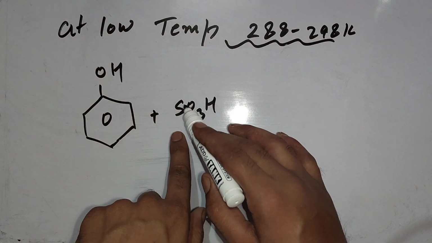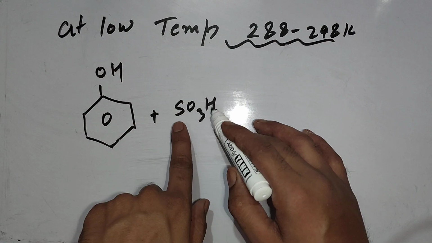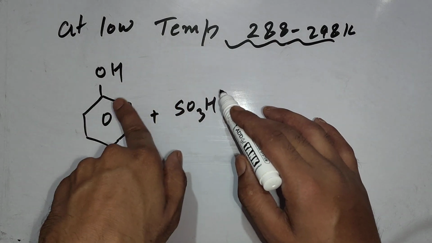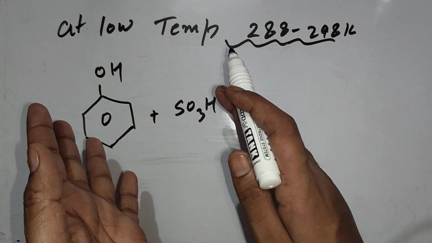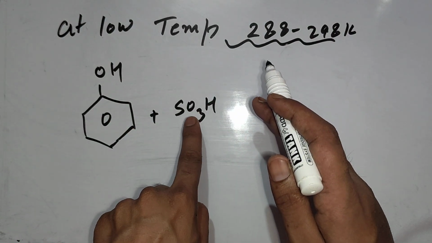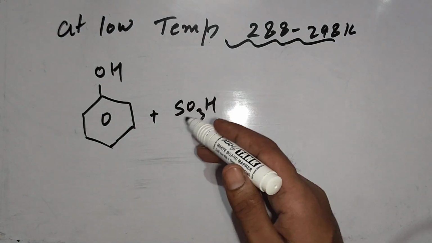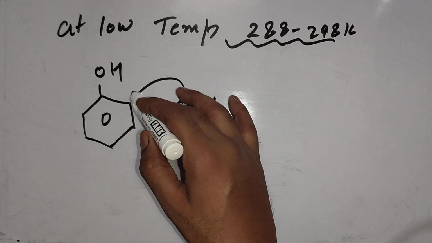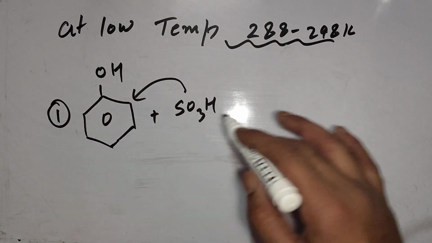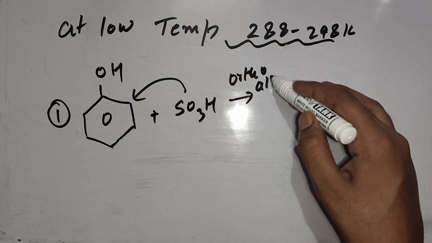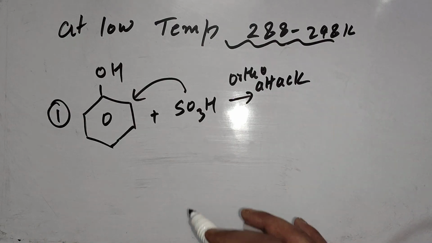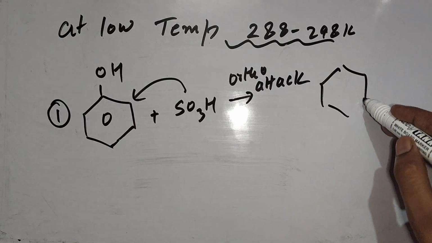Actually, for convenience, I am writing SO3H. In reality, SO3 will attack, not SO3H. But for convenience, I am writing it. When I solve the mechanism, I will write SO3 as the electrophile. One reaction is this. This is the first reaction, the ortho attack, and we are getting the ortho substituted product.